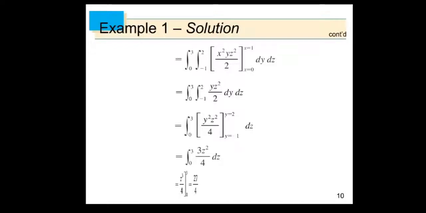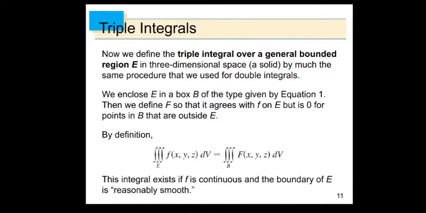integration 0 to 3, 3z squared by 4 dz. Now lastly we will be integrating with respect to z, and we will find our answer as 27 by 4. It's a simple integration, but we have to keep in mind we will not run for shortcuts. You have to go through the proper channel and write down each and every step, because that's a tricky part, especially when you are doing a triple integration. So we will find our answer something like this, 27 by 4, right?